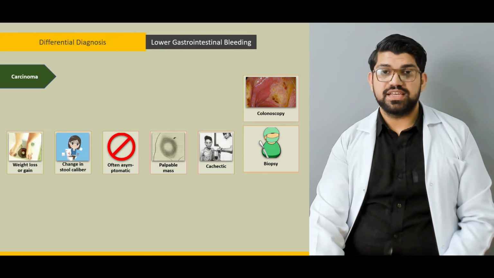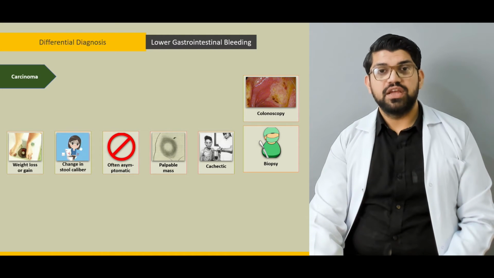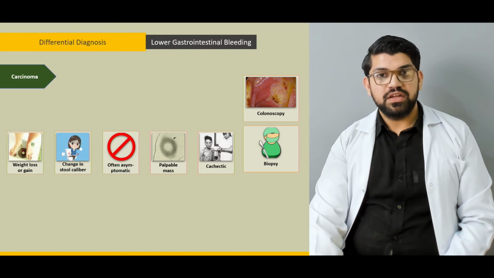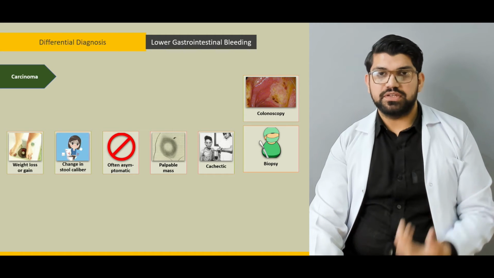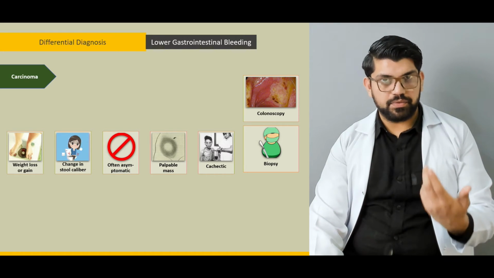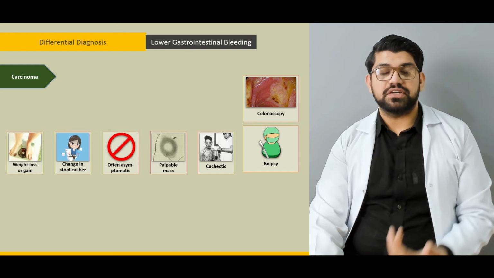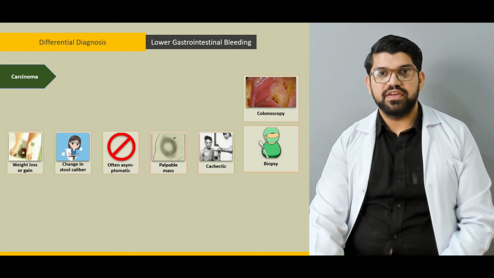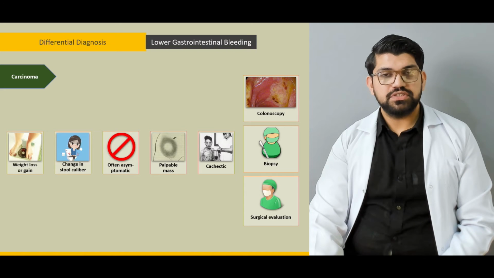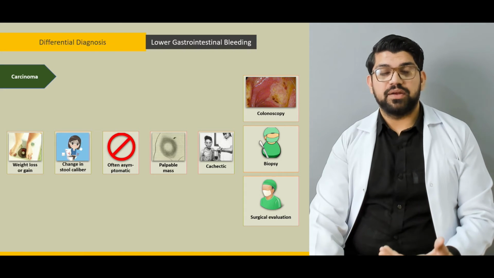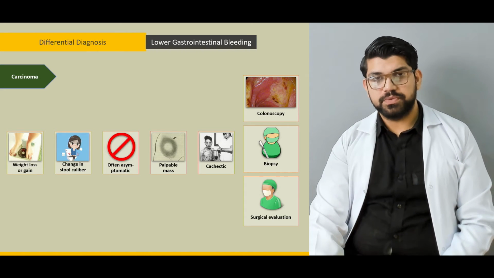Biopsy is definitive in these patients with a suspected carcinoma. If you suspect or if you find an abdominal mass, go for a biopsy and wait for the results. Biopsy is always definitive in patients with suspected carcinomas. Surgical evaluation for these abdominal masses and suspected carcinomas.